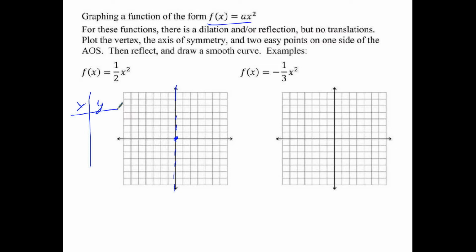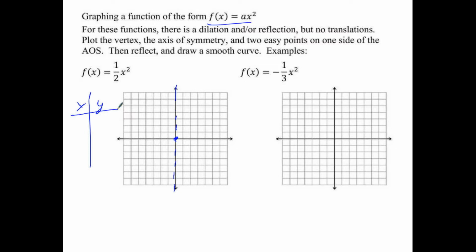And then 2 easy points on one side, not both sides, just one side of the axis of symmetry. So go with the easier looking side, which means we can go with numbers like positive 1, 2, 3, 4, 5, or negative 1, 2, 3, 4, 5. What numbers sound easier to you? The positive ones, right? But we want to pick smart numbers on that side. So taking a look at our equation, what are the smart numbers on that side going to be?